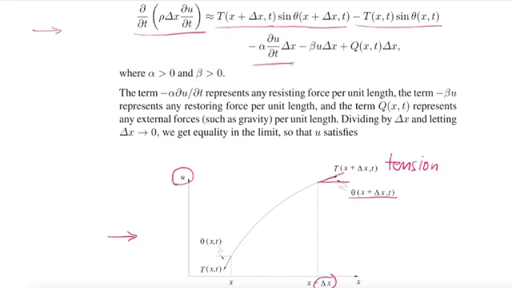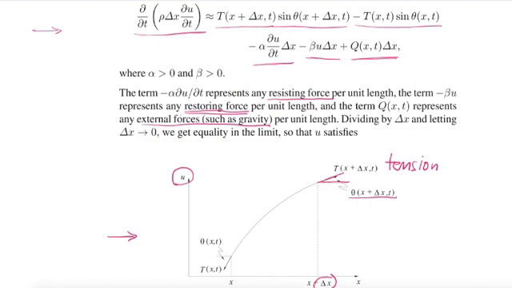Now this term minus alpha du by dt delta x, du by dt is a velocity, right? If u is a displacement, then the time derivative is a velocity, and this represents the resisting force. So the string wants to come back to the resting position. This minus beta u dx, this is the restoring force. The string doesn't like to be bent, it wants to come back. And then q, this term here, represents external forces such as gravity.